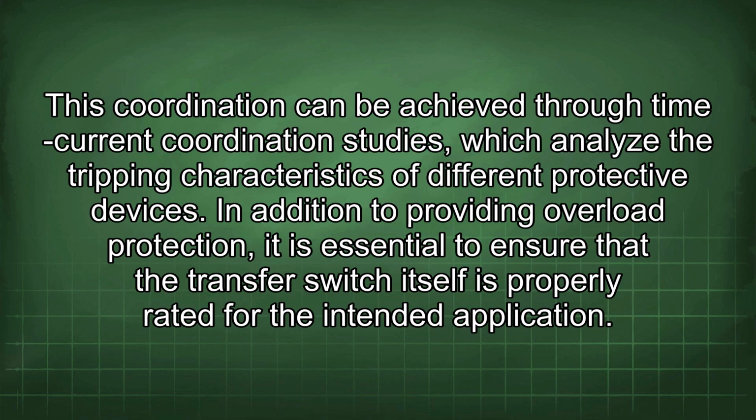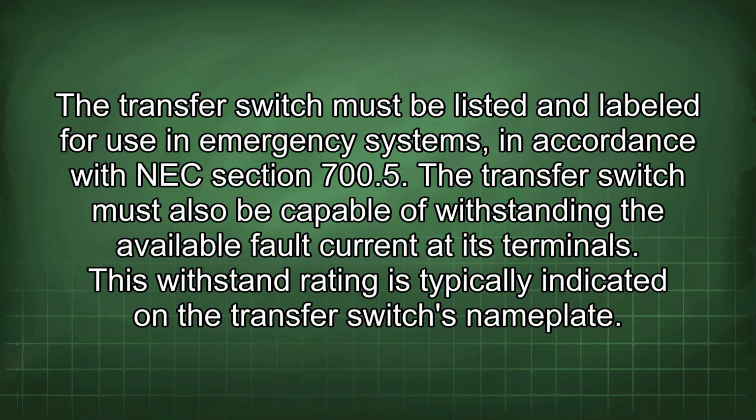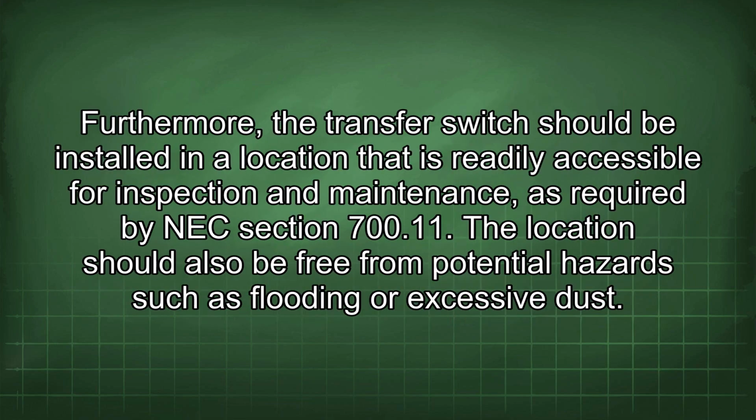In addition to providing overload protection, it is essential to ensure that the transfer switch itself is properly rated for the intended application. The transfer switch must be listed and labeled for use in emergency systems, in accordance with NEC Section 700.5. The transfer switch must also be capable of withstanding the available fault current at its terminals. This withstand rating is typically indicated on the transfer switch's nameplate. Furthermore, the transfer switch should be installed in a location that is readily accessible for inspection and maintenance, as required by NEC Section 700.11. The location should also be free from potential hazards such as flooding or excessive dust.